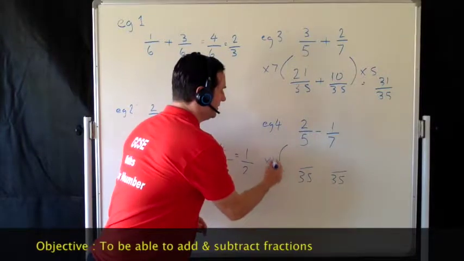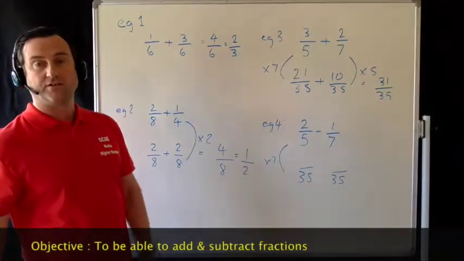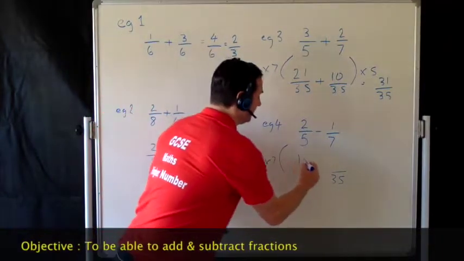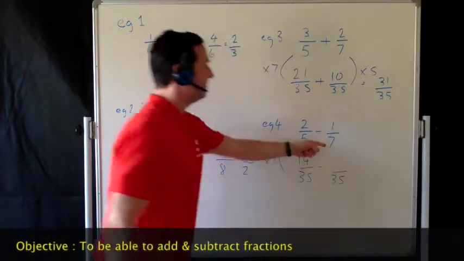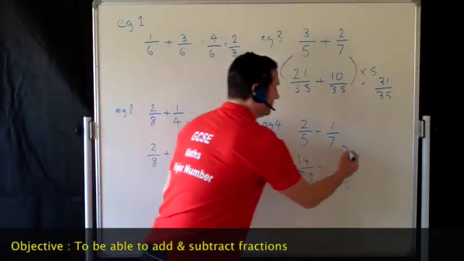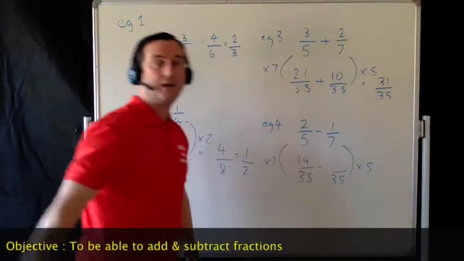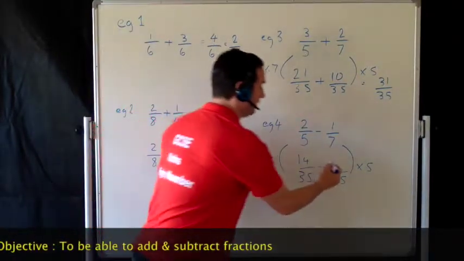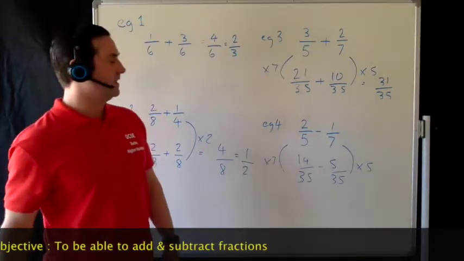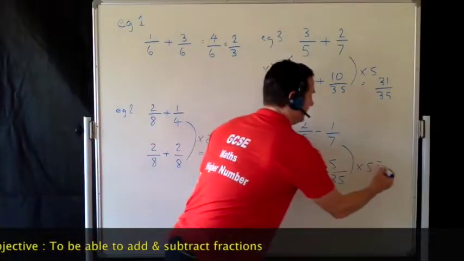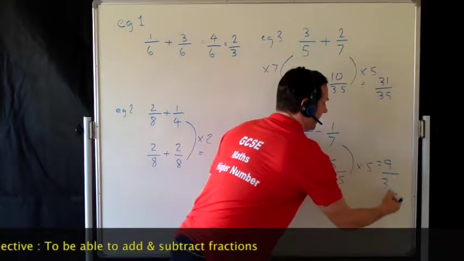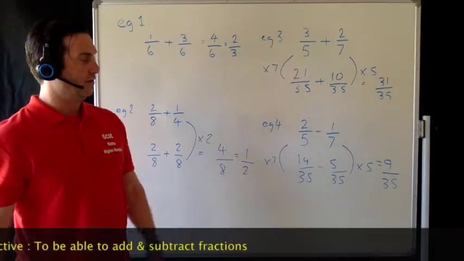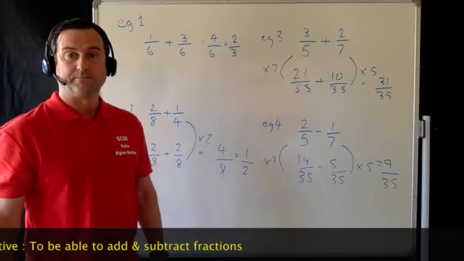5 I've had to multiply by 7 to get to 35, so I need to multiply the 2 by 7. 2 7s give me 14/35, and the same with the second part. 7 I've had to multiply by 5 to get to 35, so I need to times the top part, the numerator, by 5, which gives me 5. 14 take away 5 gives me 9, and I do not add the denominator, I leave that as 35. 9/35 is my final answer.